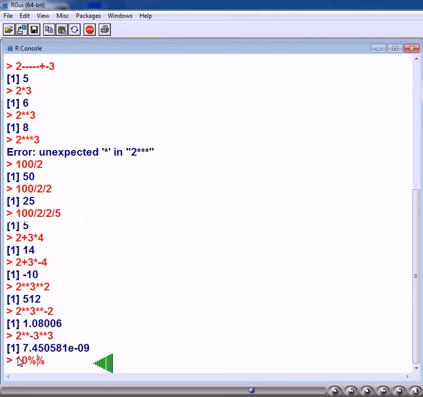R supports a modulus operator. The symbol for this is percentage percentage. 10 %% 3, the result is 1. The modulus value is 1.